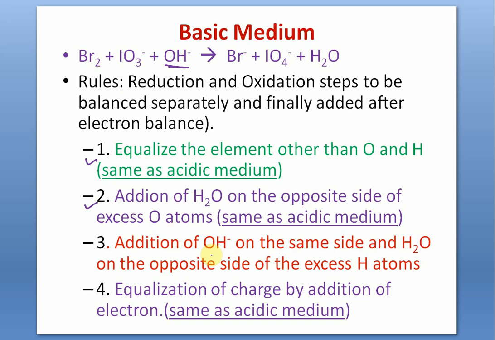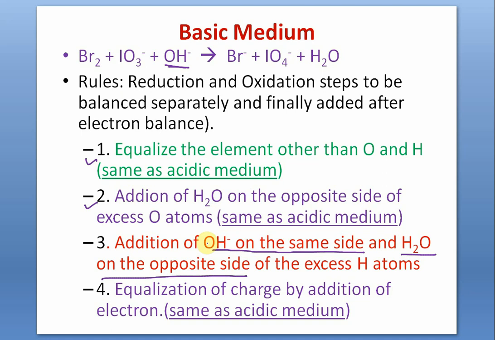In acidic medium, you added the same number of hydrogen ions on the basis of excess hydrogen. But here, you have to add the same number of OH minus ions on the same side, not on the opposite side, and also the same number of water molecules on the opposite side. So you have to perform 2 tasks in one step. You have to kill 2 birds with one stone. One bird is adding the same number of OH minus ions on the same side of excess hydrogen, and immediately the same number of water molecules on the opposite side.